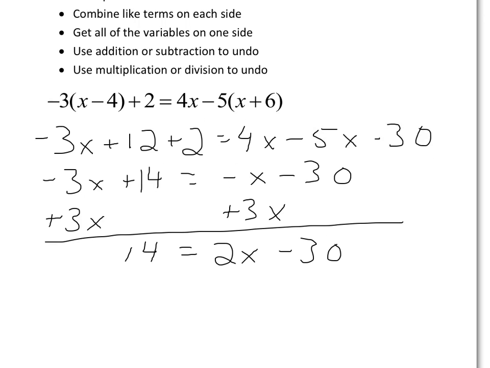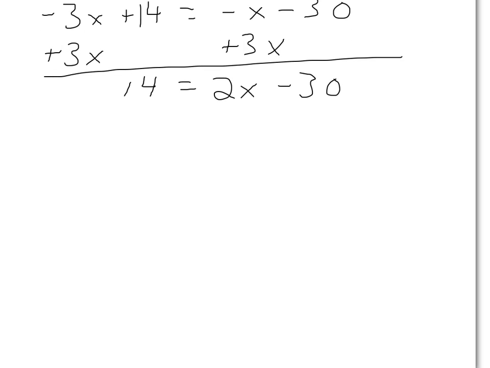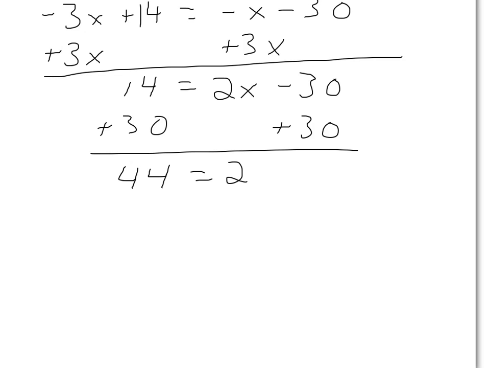So next I'll use addition or subtraction to undo. And I'm trying to get this x peeled back all by itself, so I'm going to add the 30 to get rid of all the other things on the same side the x is on. So that's going to give me 44 on the left-hand side and 2x on the right side. Next I'll divide each side by 2. So I get 22 equals x.